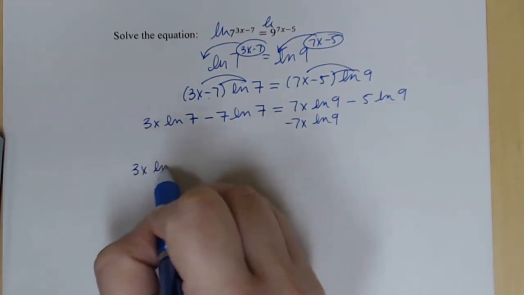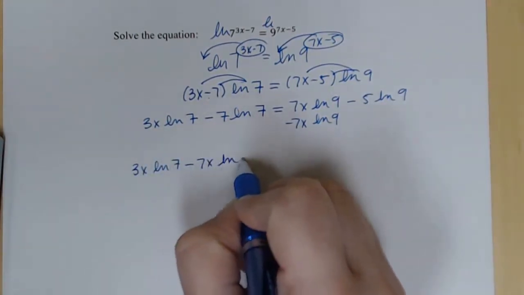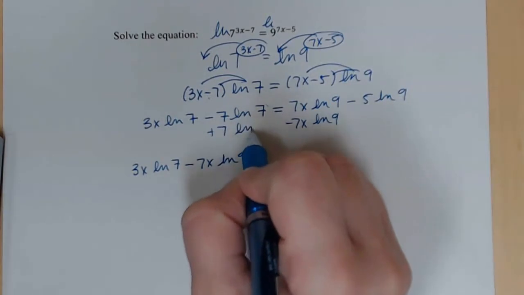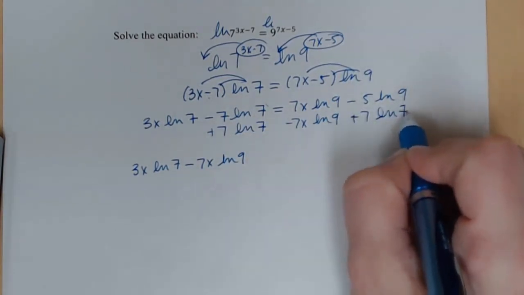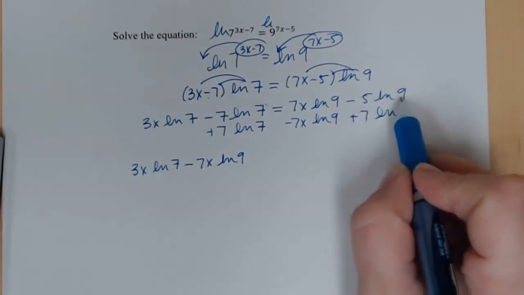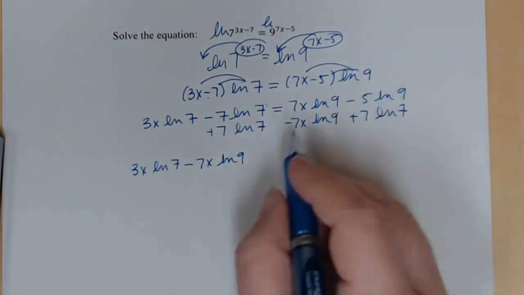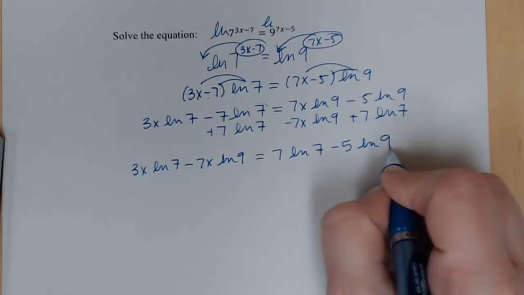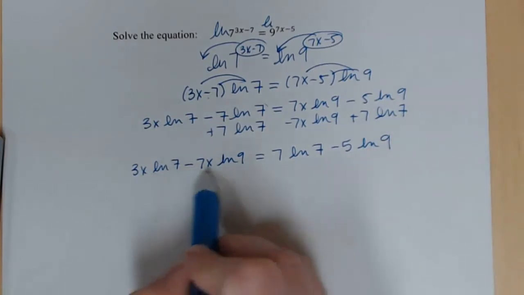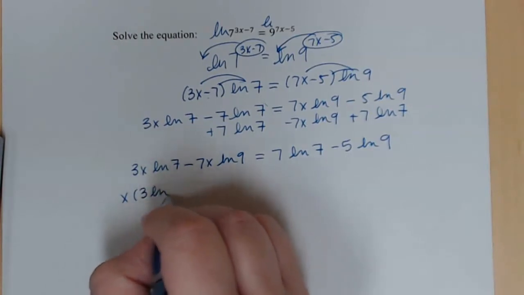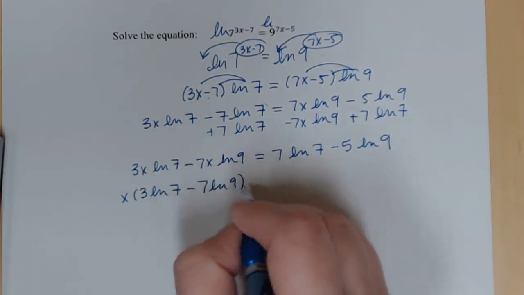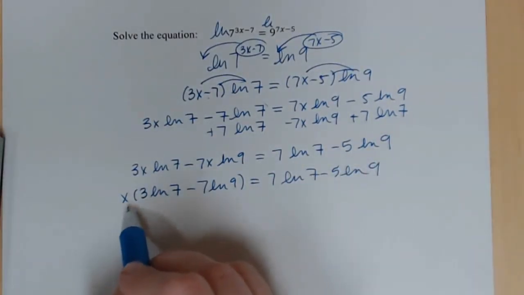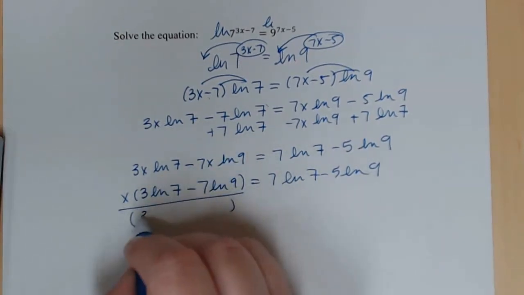So I get 3x ln 7 minus 7x ln 9. And I'm going to move this one over here to the right side because it doesn't have an x on it. So I'm going to have to add it to move it over. Adding it to move it over, I can't combine this together because these aren't the same ln. So I can't just do, oh, that's 2. I'm just going to write it out. So I have 7 ln 7 minus 5 ln 9. And then I notice these both have an x, but I can't put it all together, so I'm going to factor an x out. 3 ln 7 minus 7 ln 9 equal to everything over here. And then to get x by itself, I have x times something. I just have to divide by that something.